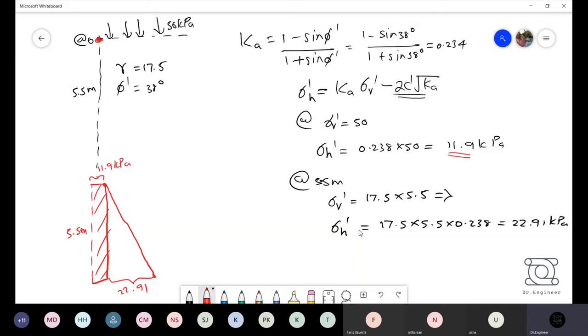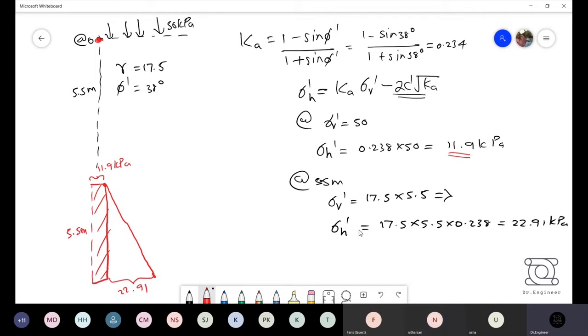So what would be the total? At initial it is 11.9. Finally it is 11.9 plus 22.91. So you have to draw this stress distribution. This is very important. We did this earlier in the second question part, where we had total pressure, pore water pressure, and finally the effective stress. The same similar thing, we are drawing the stress distribution. That's all, so the first part is done. At 0 meter it is 11.9, and finally it is 22.91 plus 11.9. So it is increasing.